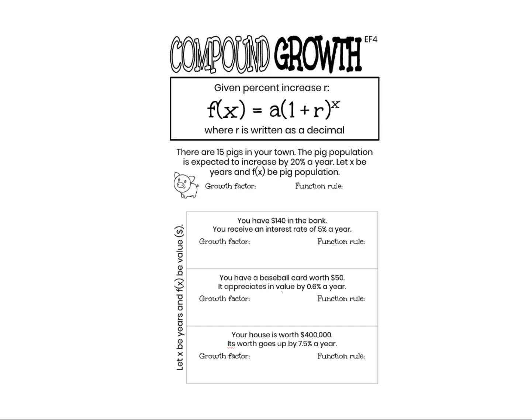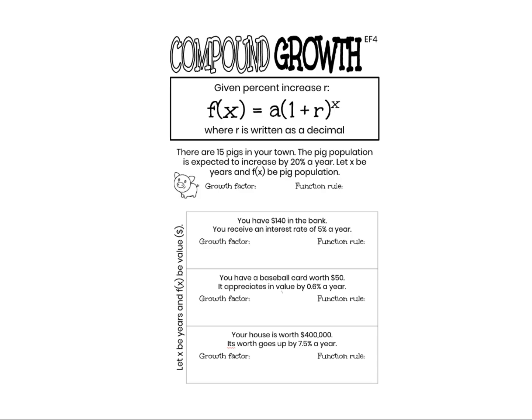So for compound growth, our growth factors are not whole numbers. They include decimals, which show that we are growing by a percent. The form of a compound growth function is f of x equals a times 1 plus r to the x, where r is the percent increase. It's really, really important that that percent increase is written as a decimal.